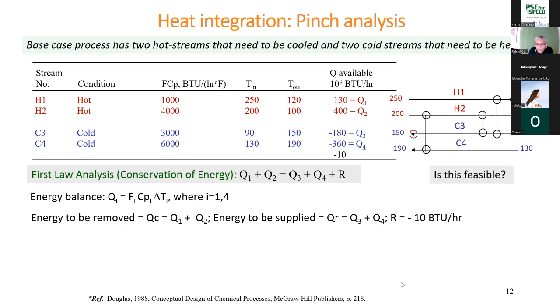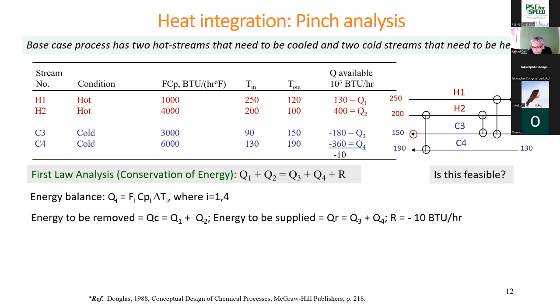And then we can make a scheme like this, that from the hot H1, we will give all the energy that has to be removed to the cold stream C3. And from H2, we will give everything to C4. But C3 also needs more, so we have to give the remaining from H2. And getting this and this is not enough. It needs 180. From here, it will be 170. So we give the 10 extra. So on paper, it looks fine.